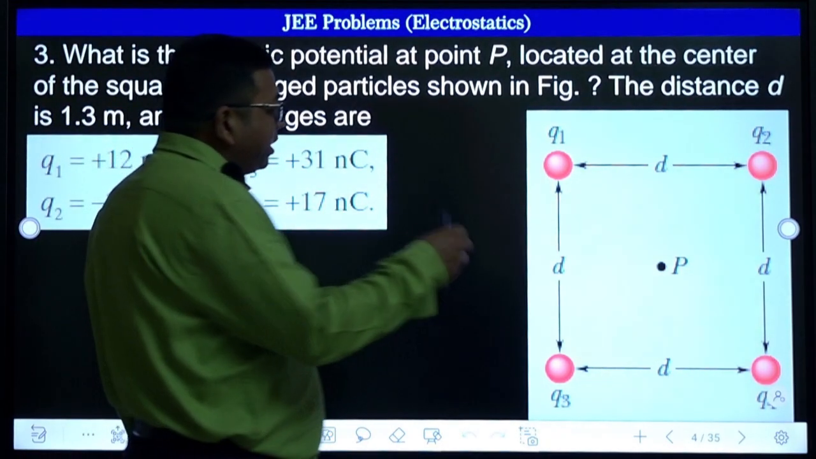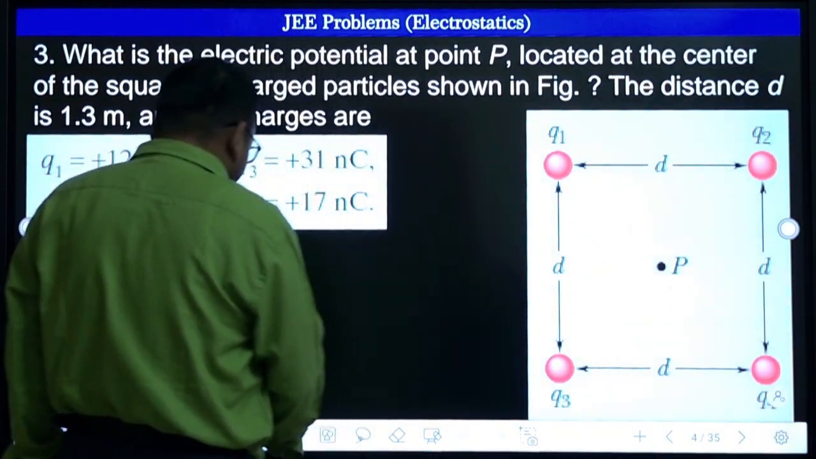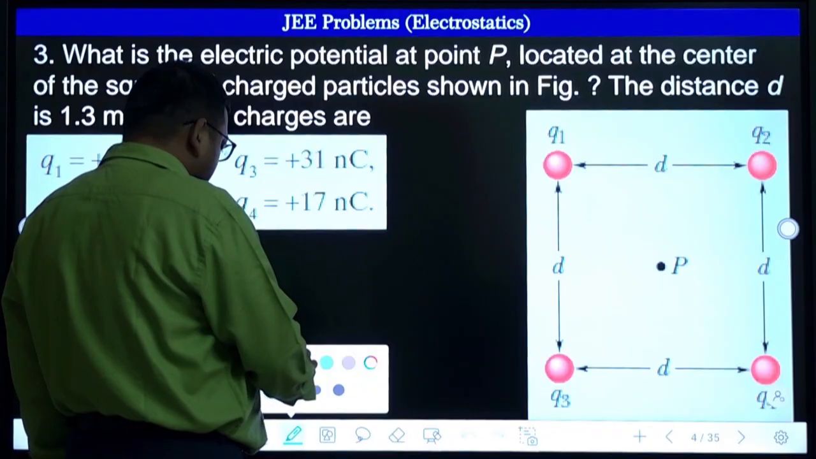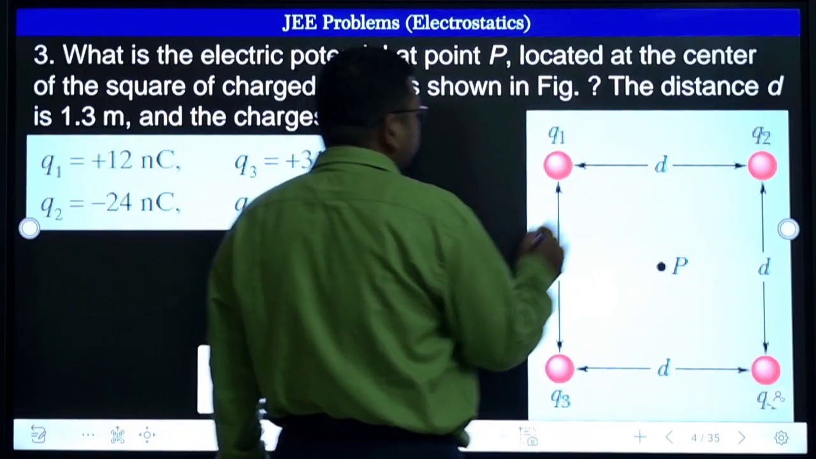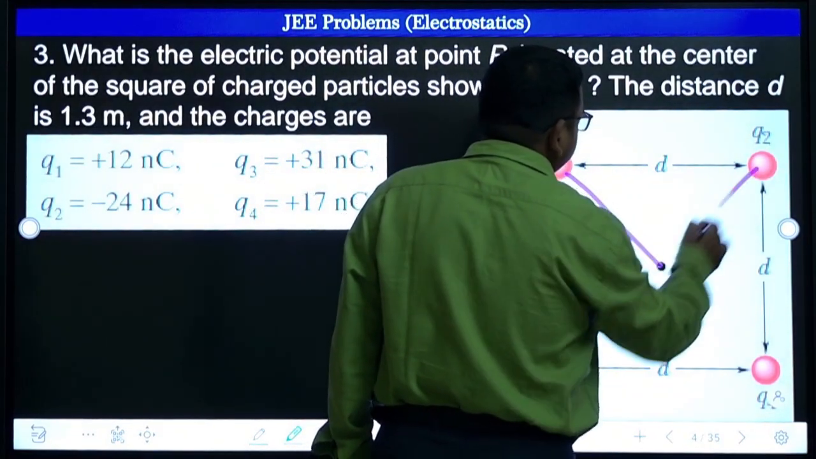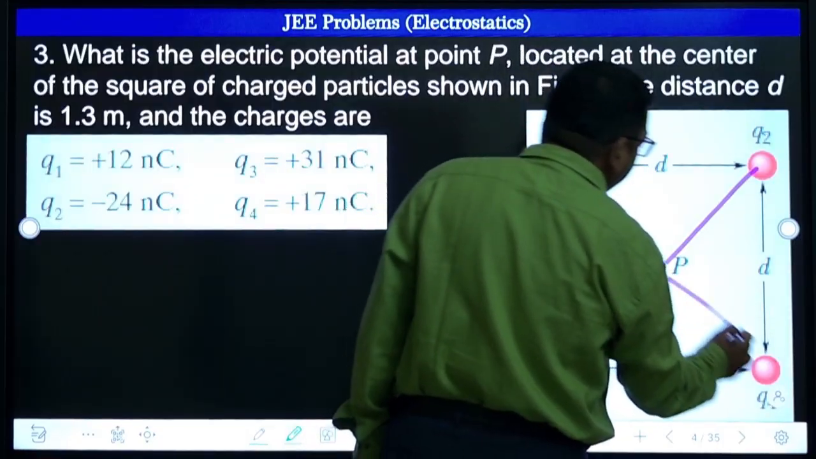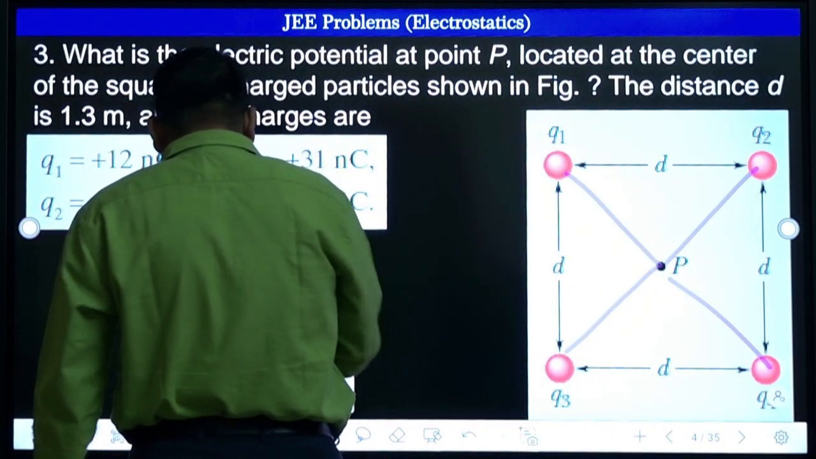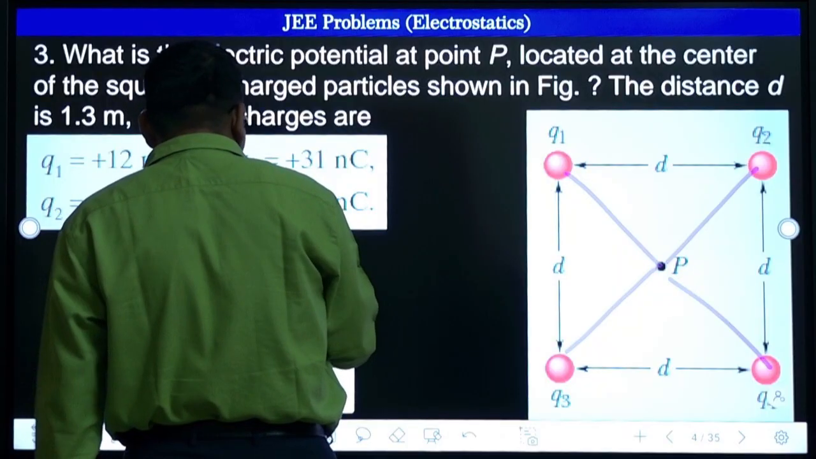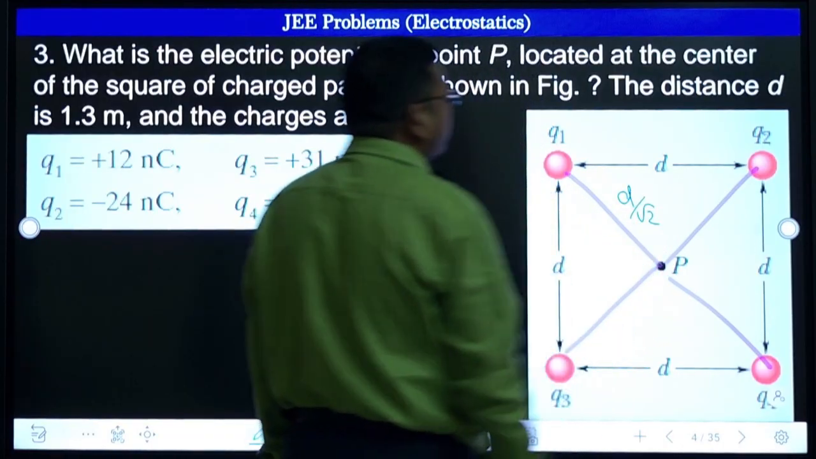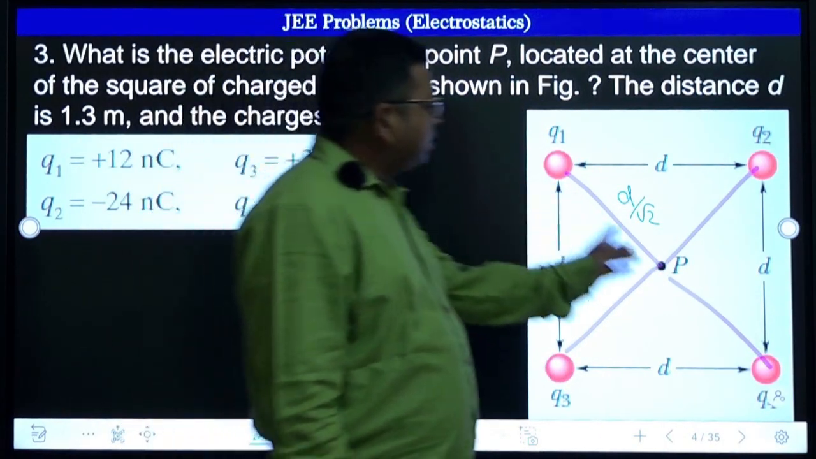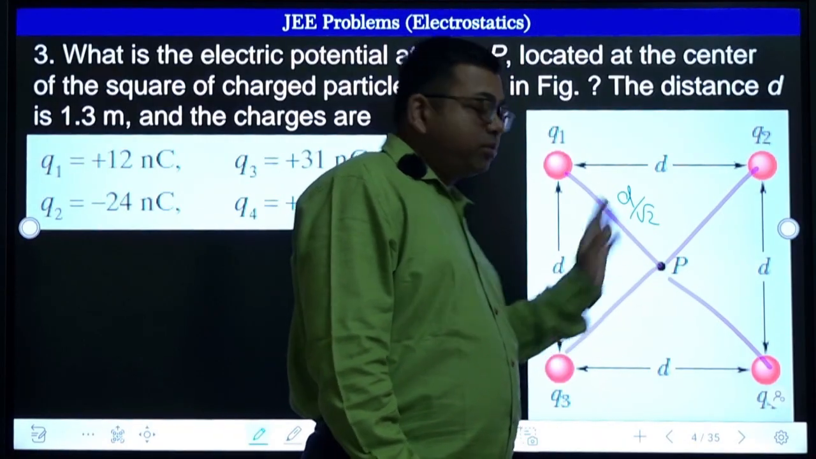So this point is in the same plane. So the only thing is that we need to know the distances. So what are these distances? Can we calculate these distances? This distance will all be the same, right? That's half of this diagonal. So we already know that this distance is going to be d by root 2, correct? Because the total is root 2 d, and half of that is d by root 2.